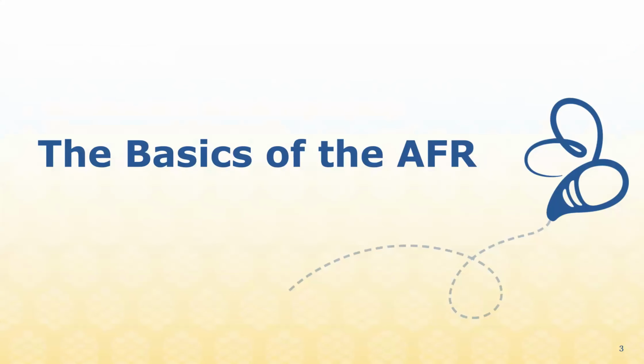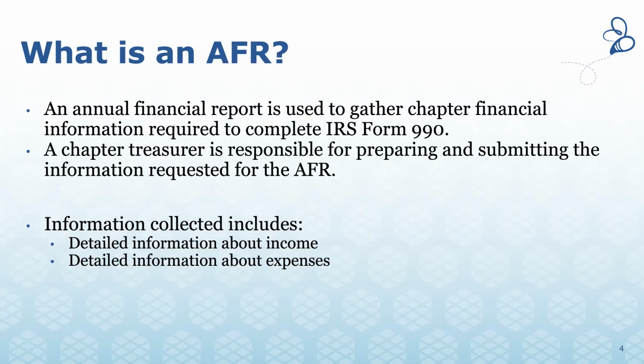So first, let's start off with the basics of the AFR. An annual financial report is used to gather chapter financial information, which we then use to complete the IRS Form 990. So a chapter treasurer is responsible for preparing and submitting this information. We request from chapters exactly what we need in order to compile the information to complete the filing. Some of the information that we collect includes very detailed information about income and then very detailed information about expenses. I would say especially about expenses, that's really the most important part.